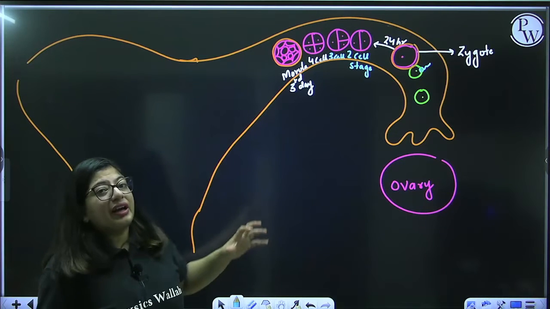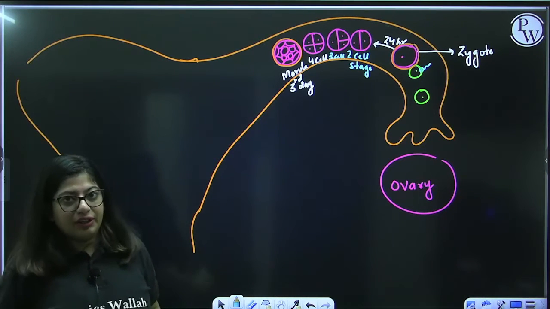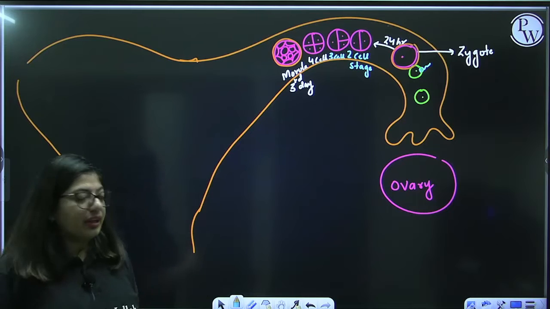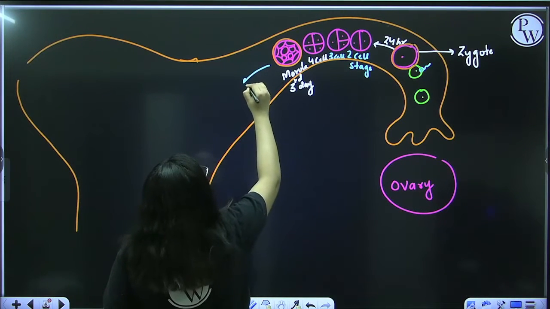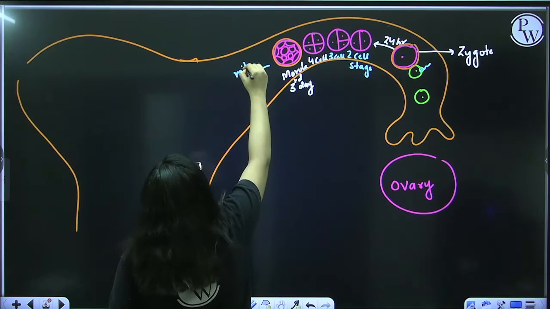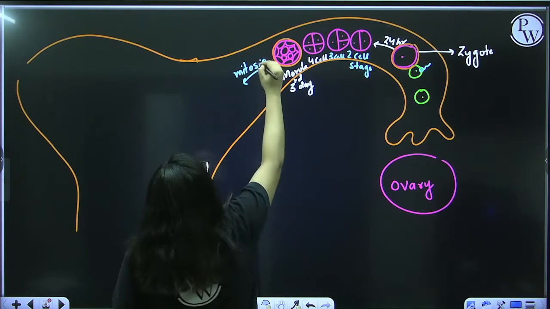Now, morula will try to come inside the uterine cavity. It will try to come inside the uterine cavity. Now, it will do mitosis. It has left cleavage, because if it keeps on doing cleavage, the size will never increase.